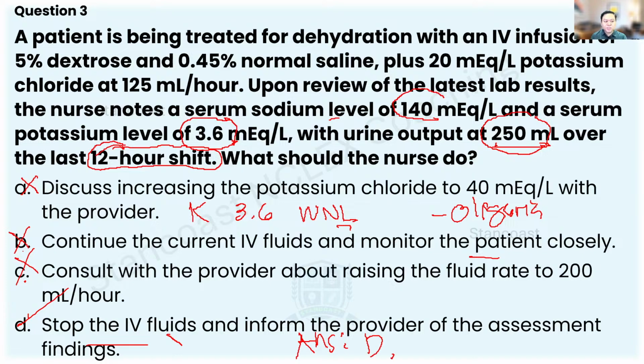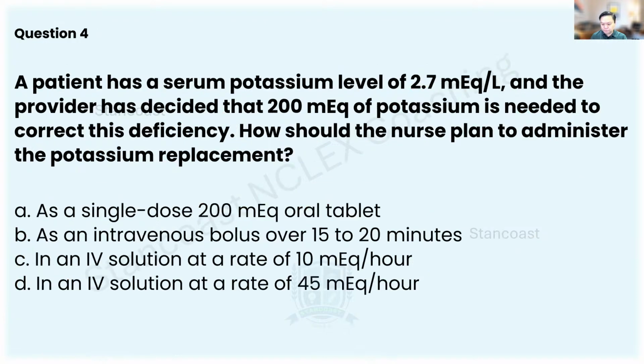Let's move forward to item number 4. A patient has a serum potassium level of 2.7 milliequivalents per liter, and the provider has decided that 200 milliequivalents of potassium is needed to correct this deficiency.